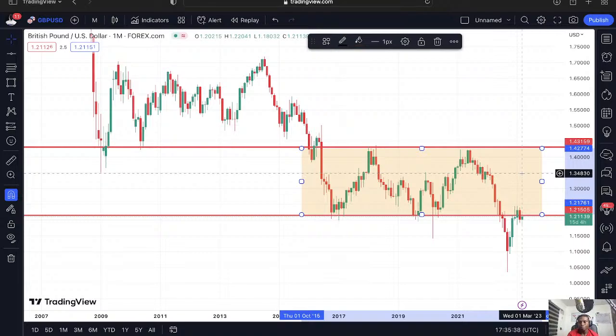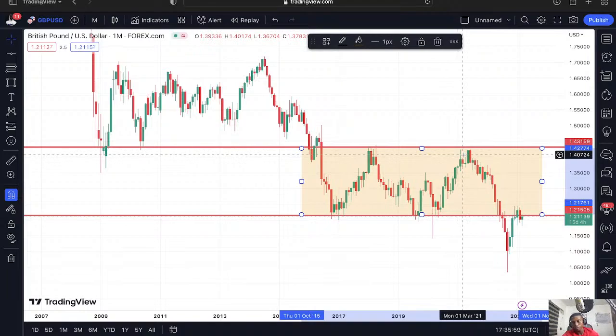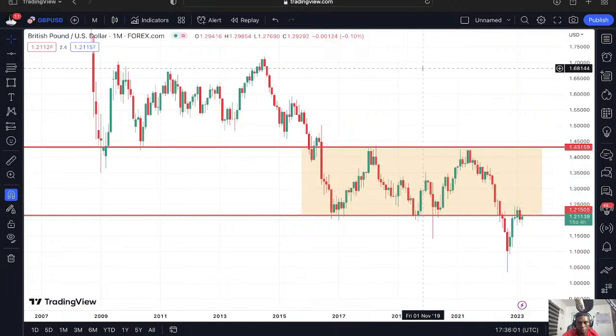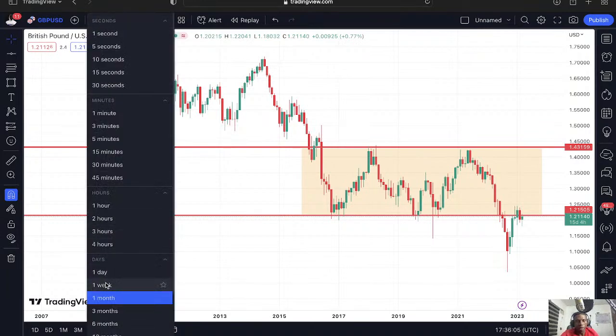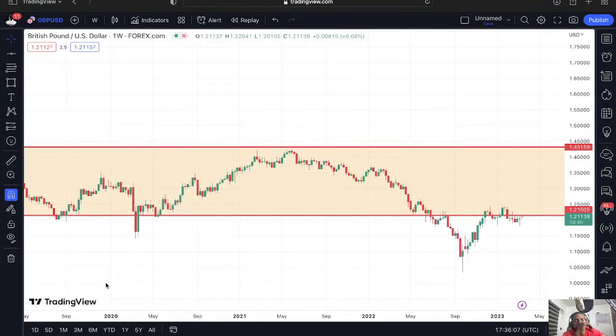All right, let's do this. These are demand zones, because when price comes to this demand zone, it's pushed up. When price comes to this demand zone, it's pushed up. Let's go to the weekly time frame.